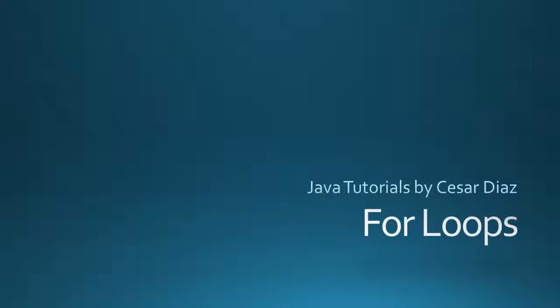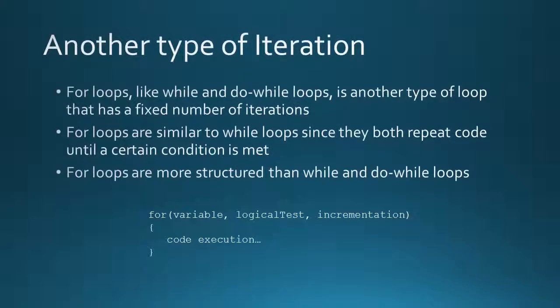We're going to continue on after the while loops tutorial and talk about for loops. This tutorial will be fairly short since we already covered what iterations are in the other video. For loops are just like while loops, but with a bit more structure. Just like a while loop, it executes code until a certain condition is met, and also like a while loop, it can become an infinite loop if not written correctly.